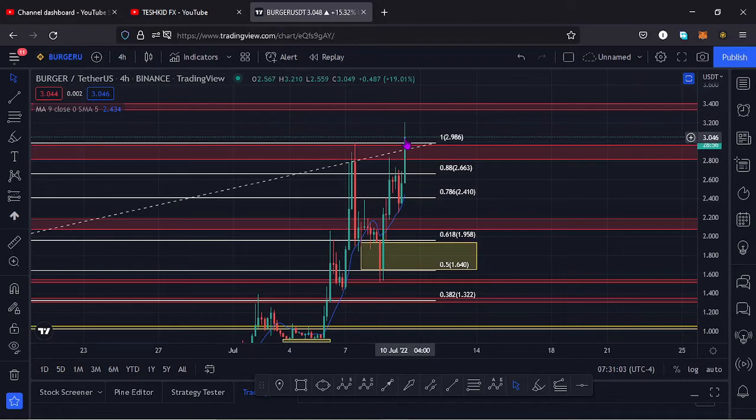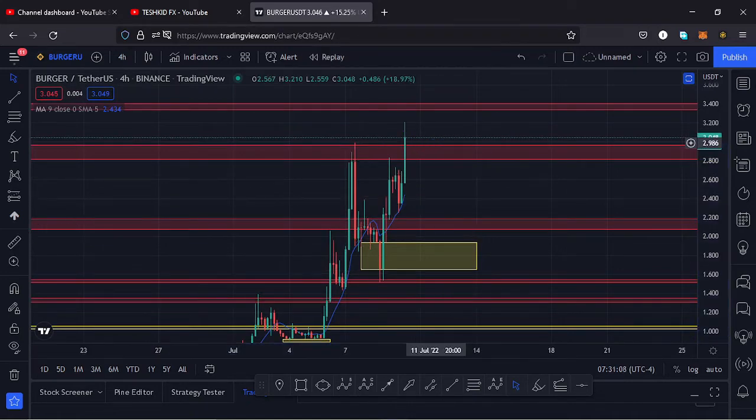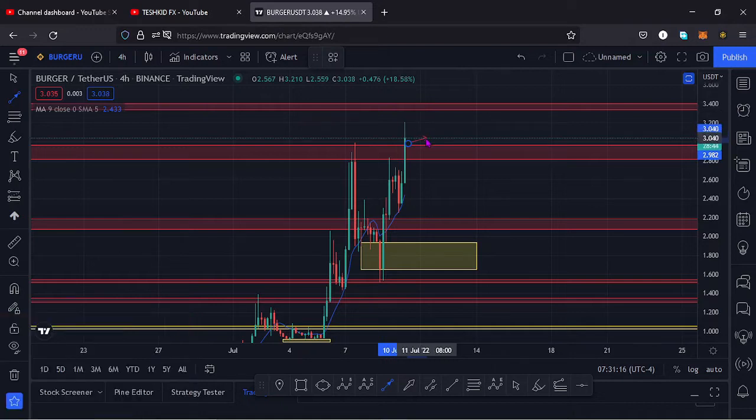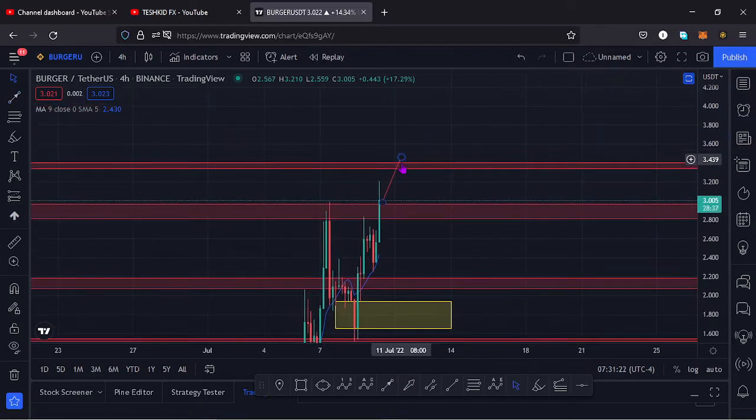And now that we have broken above this key area of resistance, there are key possible scenarios that I expect to play out. And the first one is that we can continue pushing to the upper side. That is after having a successful retest of this area of resistance. Then we can go to the next key area of resistance up here at around between the $3.39 mark and the $3.35 mark. And if we manage to break above that key area, we can then have a retest of that area also, and then continue pushing to the upper side.